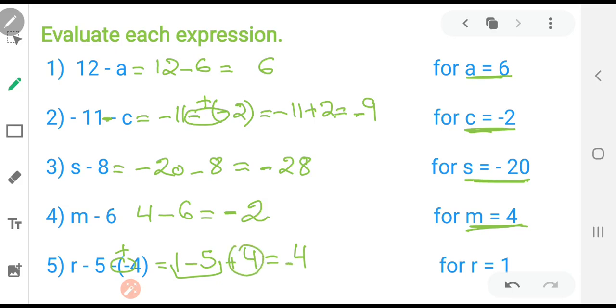Now this plus 4, I will put it over here. Negative 4 plus 4, two integers with different signs. Subtract. 4 minus 4 is a 0. Remember, 0 is neither positive nor negative.